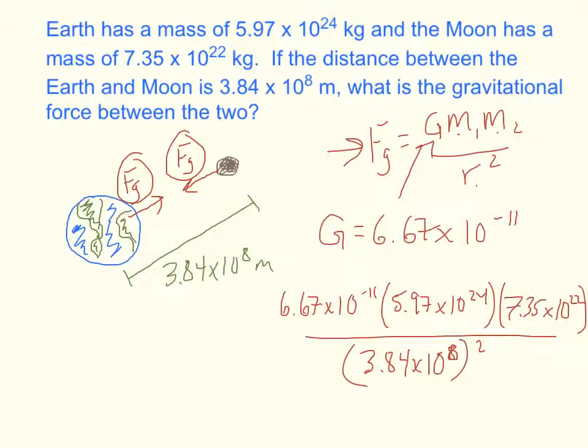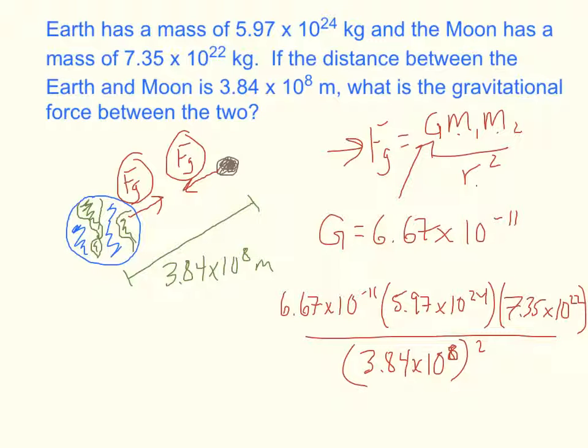So we go ahead and multiply all the values. So G, again, 6.67 times 10 to the negative 11. We have the mass of Earth, which we can see is right there, 5.97 times 10 to the 24. We have the mass of the moon, 7.35 times 10 to the 22. And then we divide it by the radius squared, or the distance between the two squared.